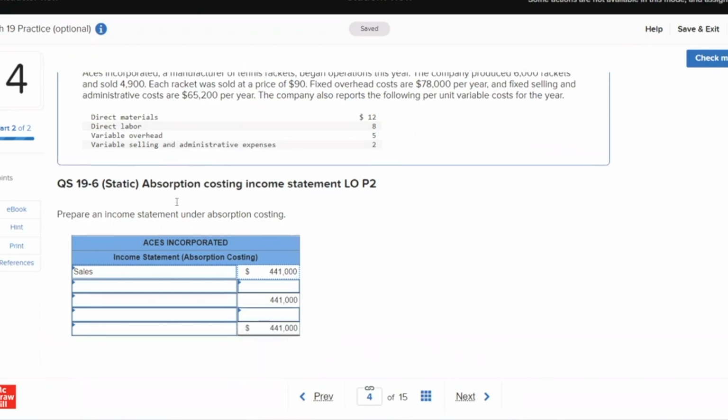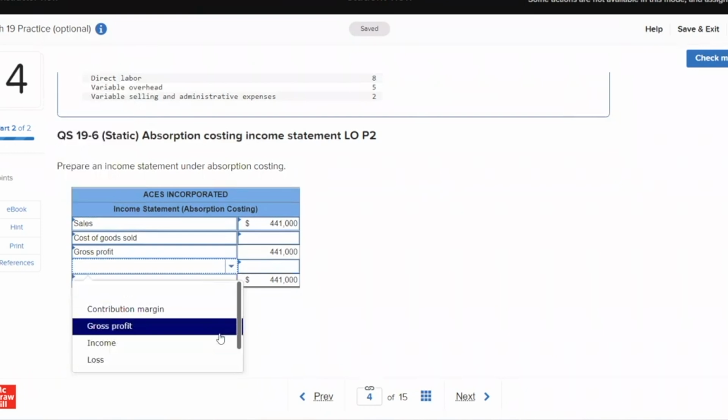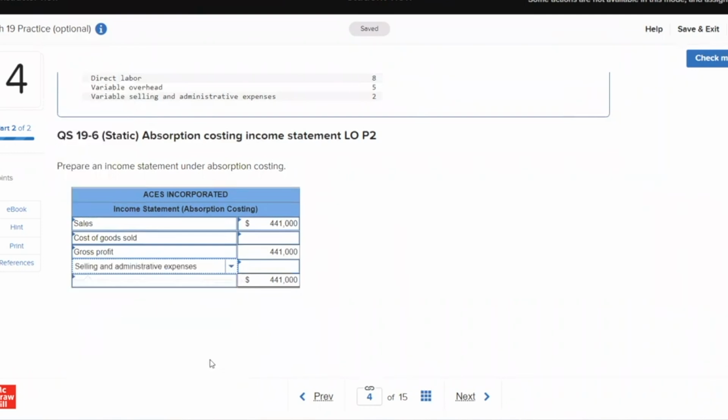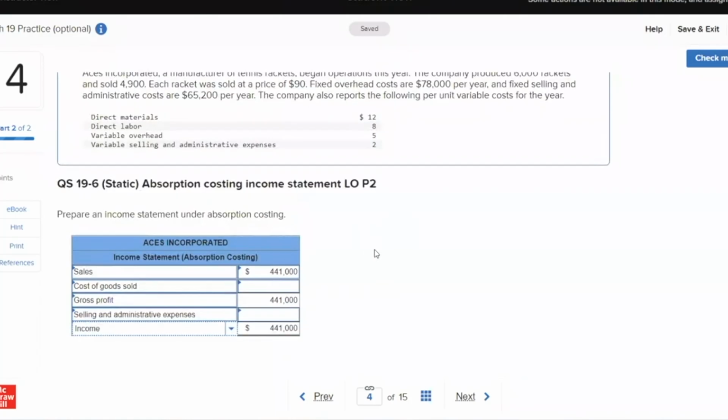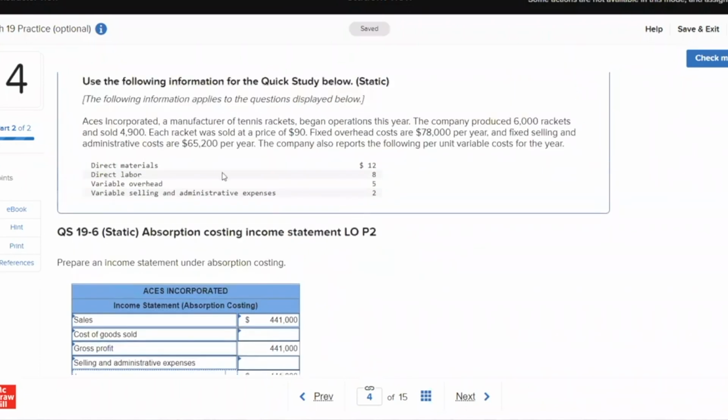Now, sales, this is absorption. So sales minus cost of goods sold equals gross profit. Then you take out the selling and administrative to get your net income, or they're calling it income now. So this is the format of the absorption one. Cost of goods sold is going to include direct materials, direct labor, variable overhead, and the fixed overhead.